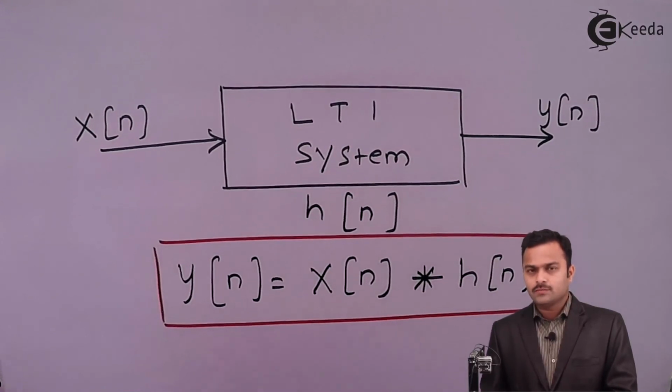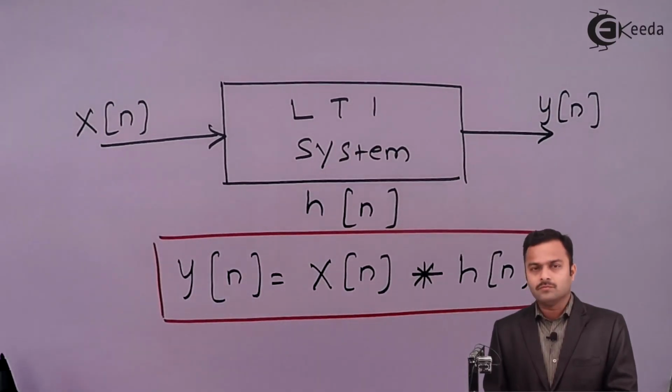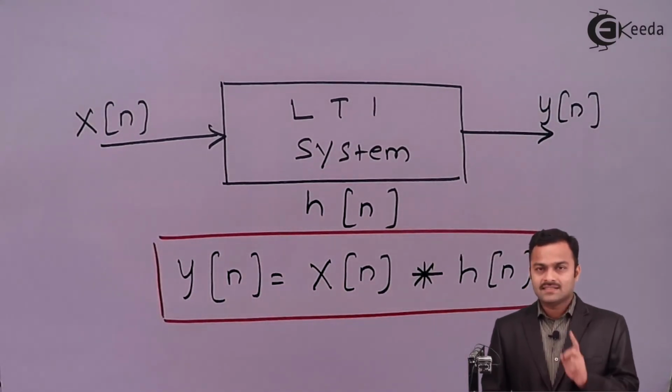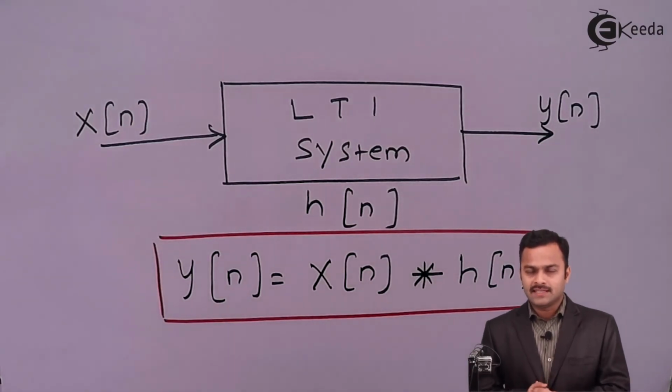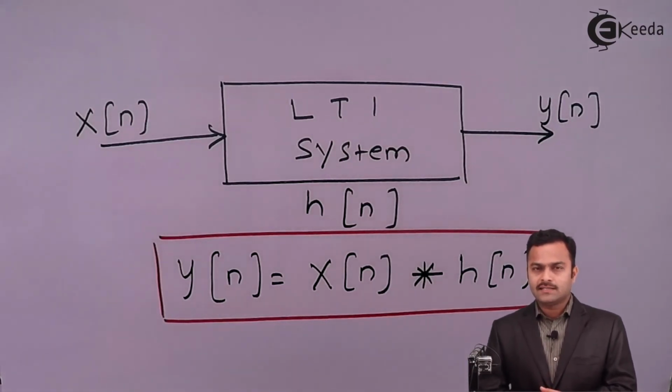So this is the most important part which we derive from an LTI system. Hence, linearity and time invariance of the system is of paramount importance. And secondly, any function x of n can be represented by its shifted and scaled delta versions. Thank you.